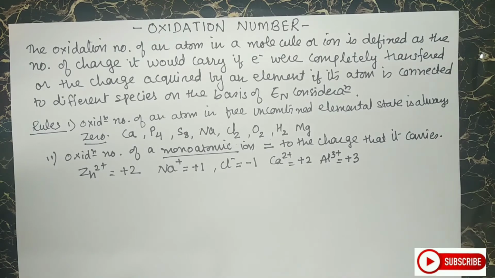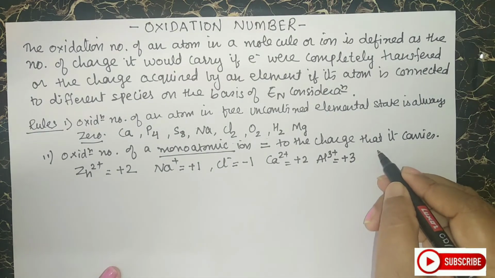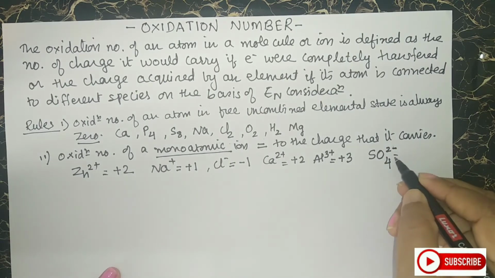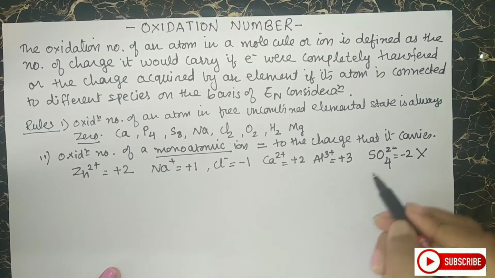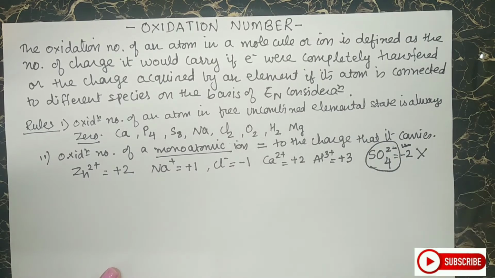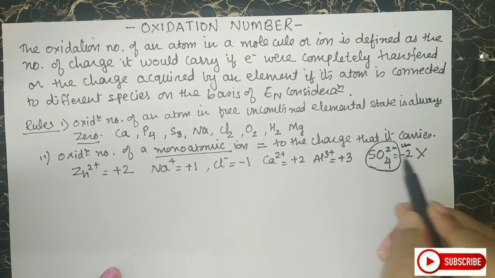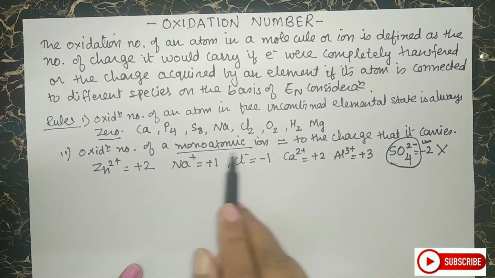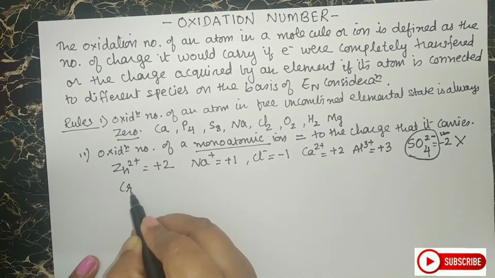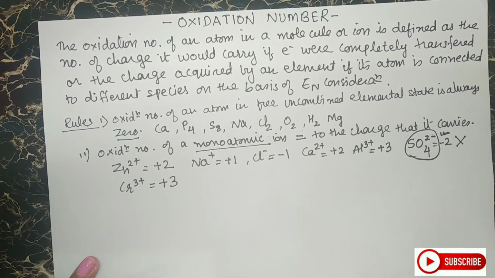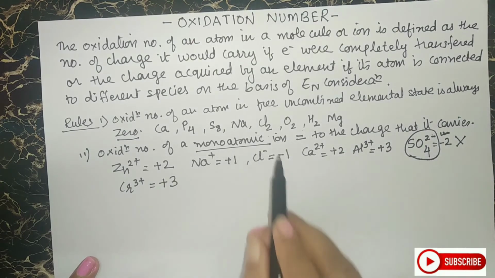Now the question that can be asked here is, what will be the charge on SO4 2-? Then your answer might be -2, which is wrong, because this is not a monoatomic ion. This is a molecule, a radical, and therefore in this case the oxidation number won't be -2. What I have mentioned here is applicable only and only for monoatomic ions. Then what will be the oxidation number for chromium in its +3 oxidation state? Here it is +3. So you have to consider this rule only for monoatomic ions.